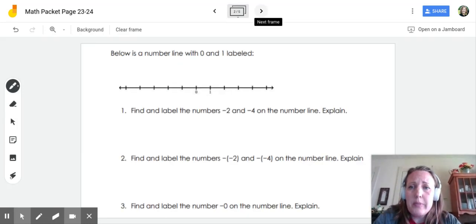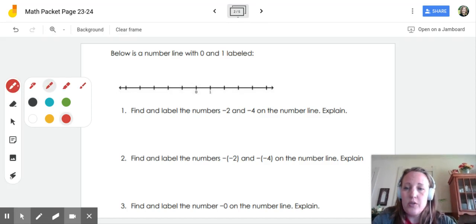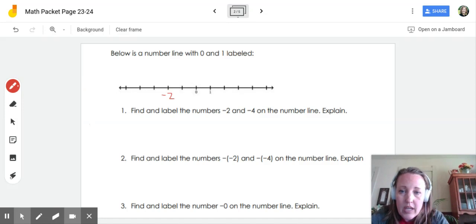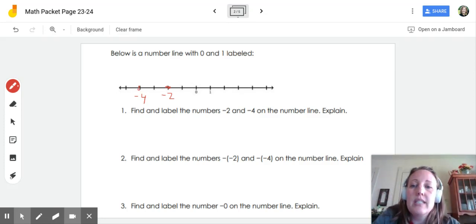It says below is a number line with 0 and 1 labeled. Find and label the numbers -2 and -4 in the number line. Okay, we can do that. And I think you can too, right? So this would be -2, okay? And I'm going to put a point there, okay? And then it says, and -4. -4 is going to go here because since they put +1 on there, we can tell that they're counting by ones. All right, so -1, -2, -3, -4.